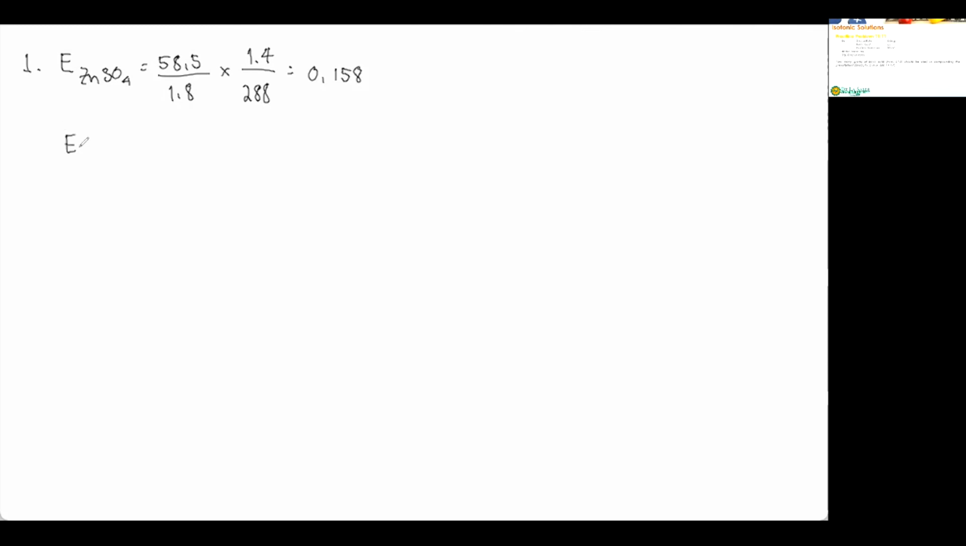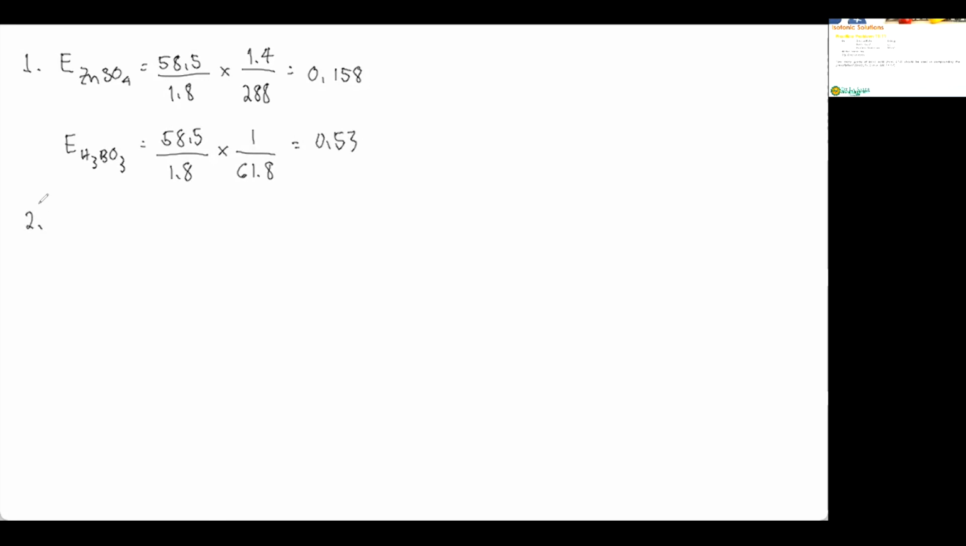Next, we determine the E value of boric acid from the molecular weight of sodium chloride, the I value of sodium chloride, the I value of boric acid, and the molecular weight of boric acid. And remember that we already calculated this before, and this is equal to 0.53.